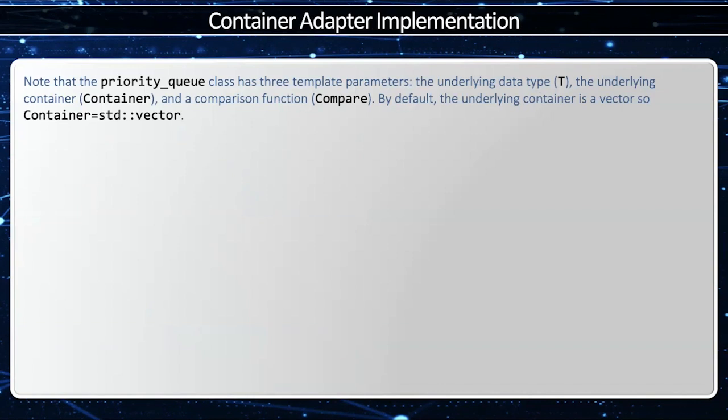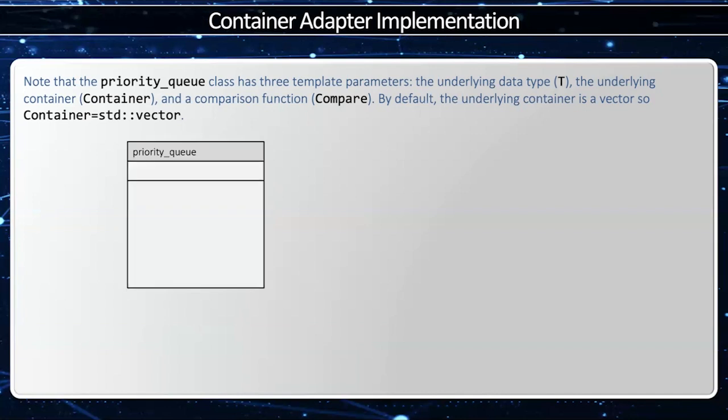So we're going to have exactly three template parameters. The underlying data type T, which we cannot get around, we have to specify it. The underlying container, which is the template variable called container, which by default is the vector, but could be anything. And then finally, a standard comparison function called compare. By default, we use a less-than operator.